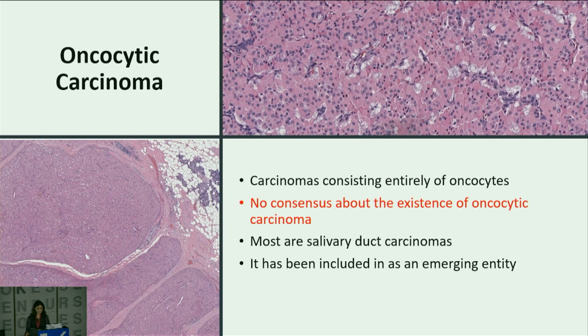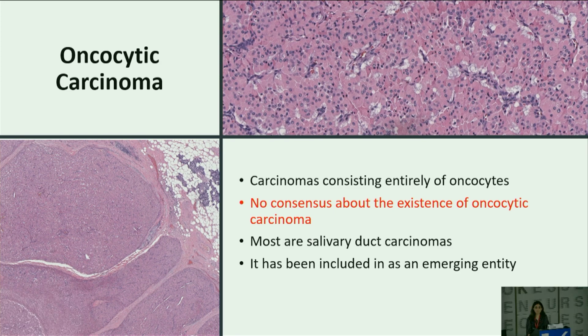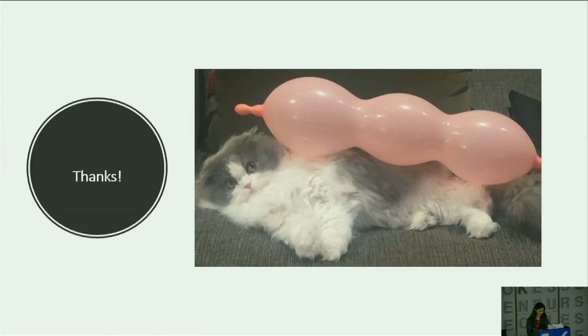Finally, oncocytic carcinoma, a tumor composed mostly of oncocytes, was an entity that was described in the past and listed in a separate chapter. Most of these, we now know, represent salivary duct carcinoma with oncocytic features. Right now, there is no consensus on whether this entity really exists or not. It's included in the current WHO as an emerging entity, not as a separate type. And I think that's all for today.